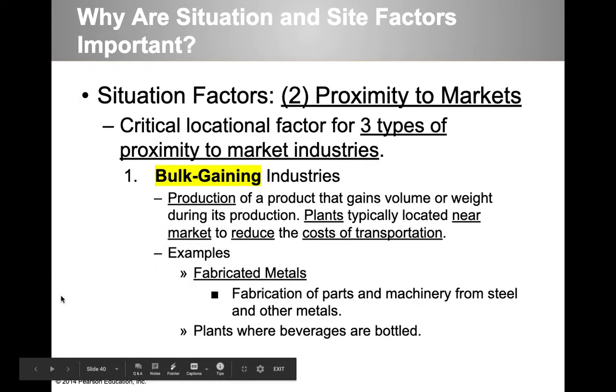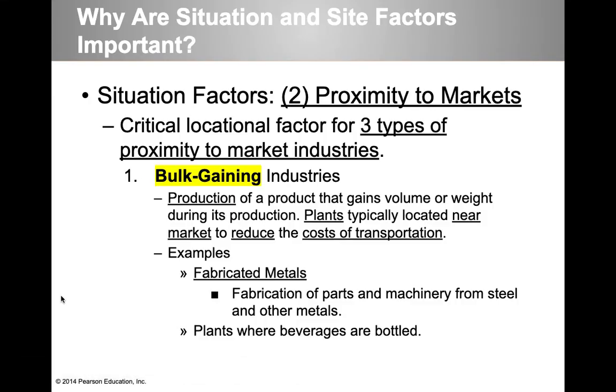All right, let's take a further look at bulk gaining. Bulk gaining is the most common form of industrial location. Bulk gaining is when the product weighs the heaviest near the market. So production plants are usually near markets to reduce the cost. An example would be bulk gaining of fabricated metal.